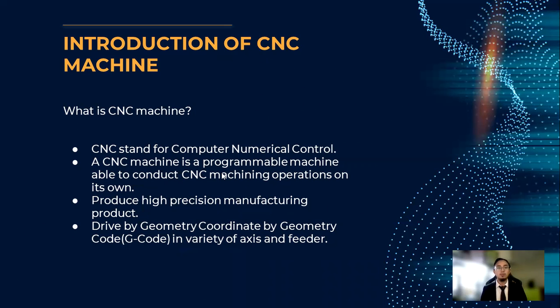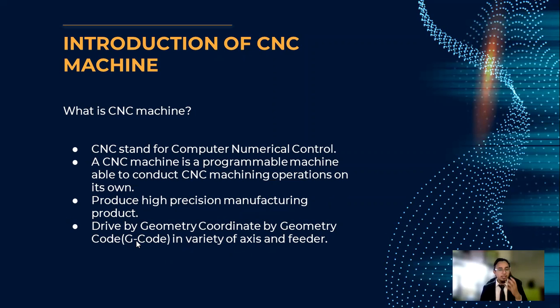A CNC machine is a programmable machine able to conduct CNC machining operation on its own. This is automation. It is automatic from the first step until the product is finished. CNC machines produce high precision manufacturing products, driven by geometry coordinates, by geometry code, which we normally call G code, in a variety of axis and feeder. What is the meaning of axis and feeder?